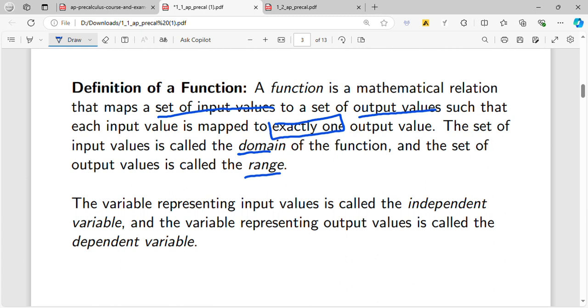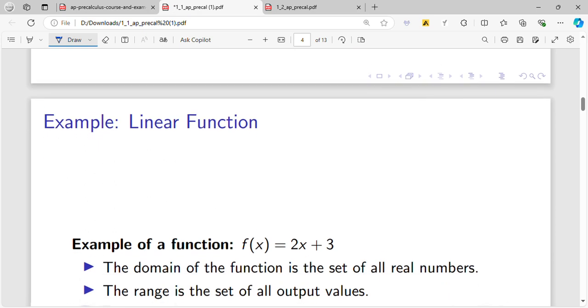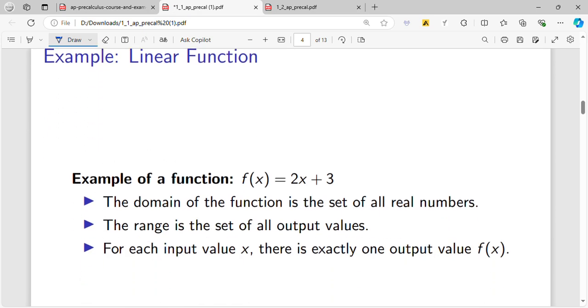Similarly, the variable representing input values is called the independent variable, while the variable representing the output values is called the dependent variable. Now let's see these terms with the help of the upcoming example. For example, we have the function f(x) equals 2x plus 3. In this case, the set of all inputs, which is the set of all real numbers, is the domain of the function.